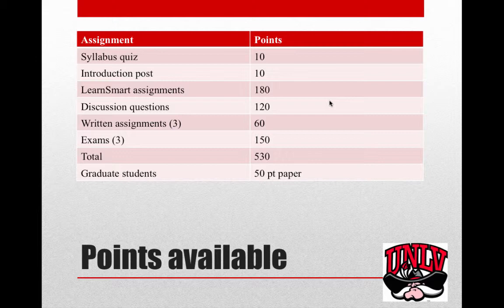We'll do 3 written assignments. Those will be worth 20 points each. And then we'll have 3 exams throughout the semester for 50 points apiece. That'll give us a total of 530 points for the semester. Graduate students will also be responsible for a separate paper, 8 to 10 pages worth 50 points. And we'll talk a bit more about that with graduate students as the time frame approaches.